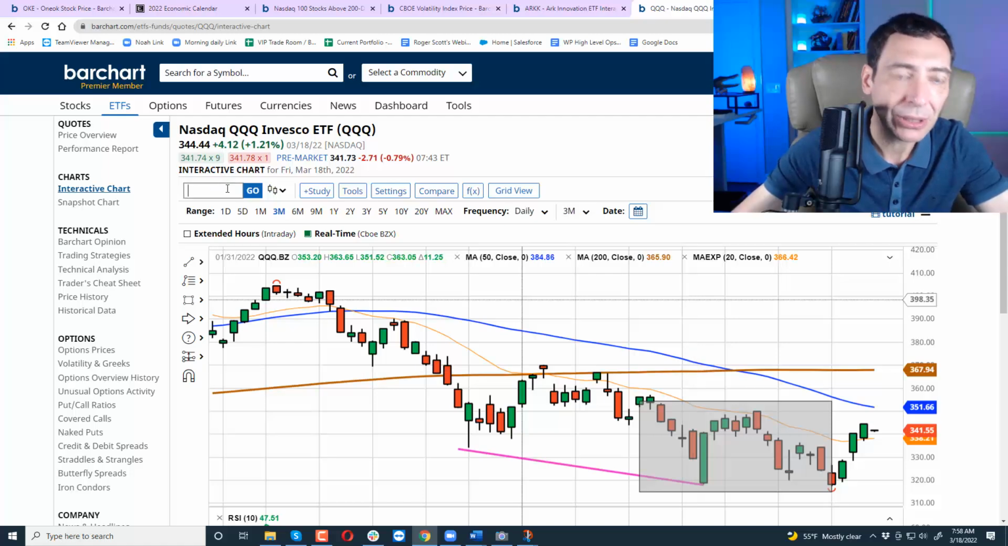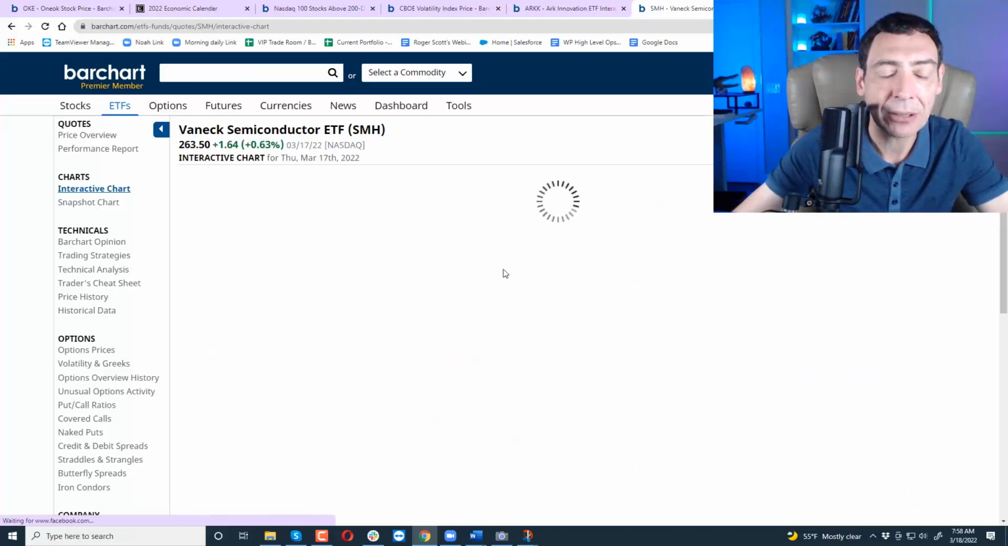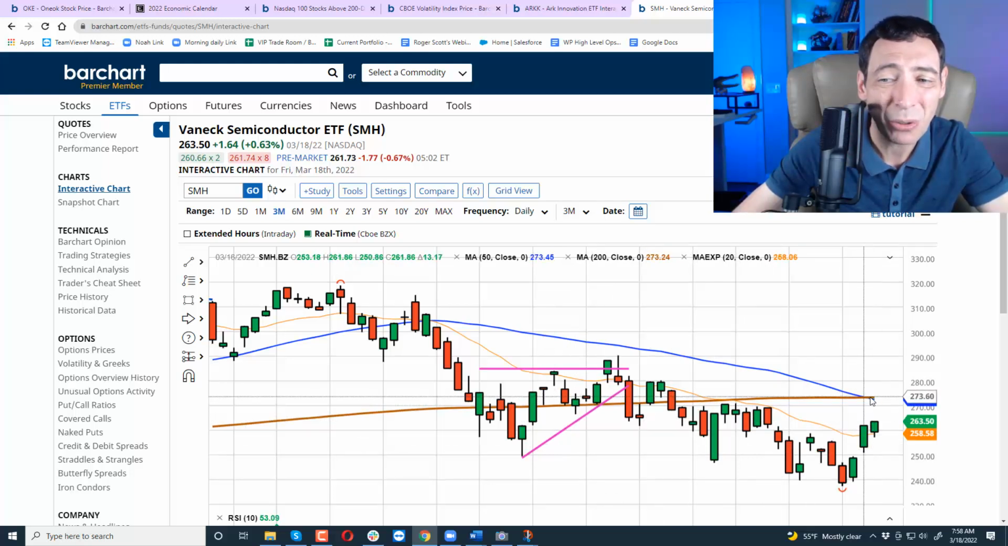Keep an eye on those numbers. Now, also, I want you to take a look at semiconductors, because semiconductors are very important right now, and they are also looking to go higher. The 200-day line on the SMH is 273, 274. Keep an eye on those levels.